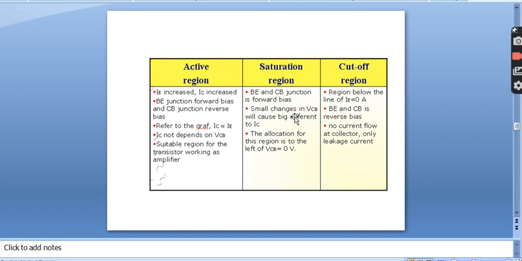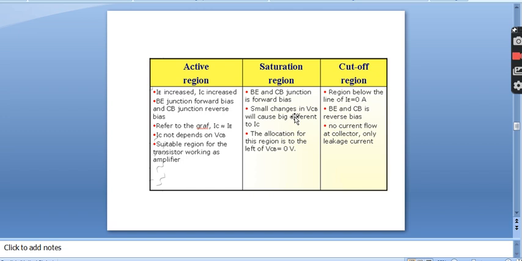So the collector current IC is approximately equal to IE. That is the reason the transistor works as an amplifier. So this active region is suitable for the transistor to work as an amplifier. That is the active region.